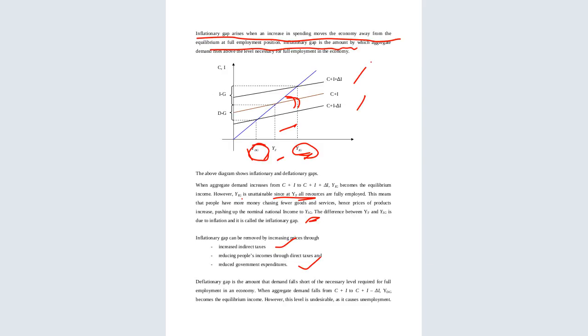Now, the difference between YDG and YF is the deflationary gap. So you can see where the deflationary gap is. The difference between YF and YDG. So if I can indicate, in fact, the deflationary gap is given by this part here. So this part is the deflationary gap.